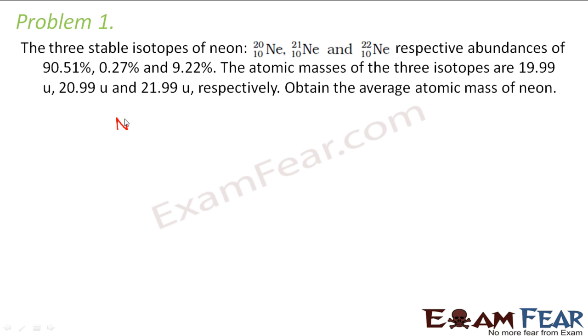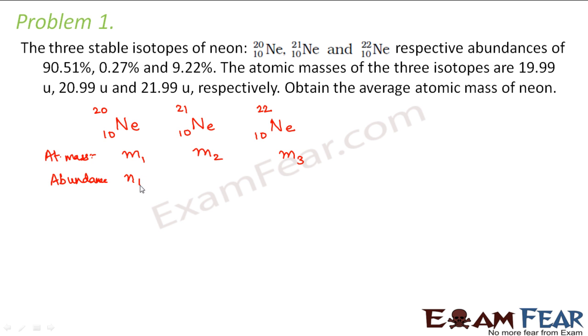Okay, so what is given here? Three isotopes of neon are given, and these three isotopes have the same atomic number because they are all neon, but their mass numbers are different. Since their mass numbers are different, their masses are also different. So let us denote the atomic mass of each of these isotopes as M1, M2 and M3. Similarly, let us denote their abundances as N1, N2 and N3.